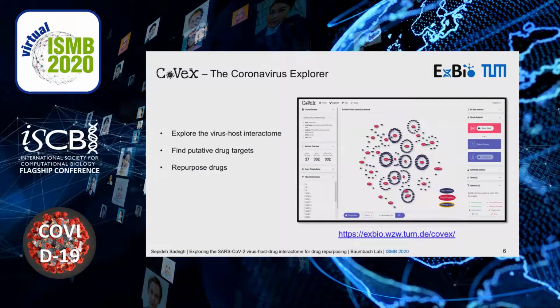So how are we utilizing systems medicine information and graph algorithms to find such potential pathways and subsequently repurposable drugs? To this end, we developed Coronavirus Explorer, or COVEX. COVEX allows visual exploration of the virus's interactome and implements systems medicine algorithms for network-based prediction of drug candidates.